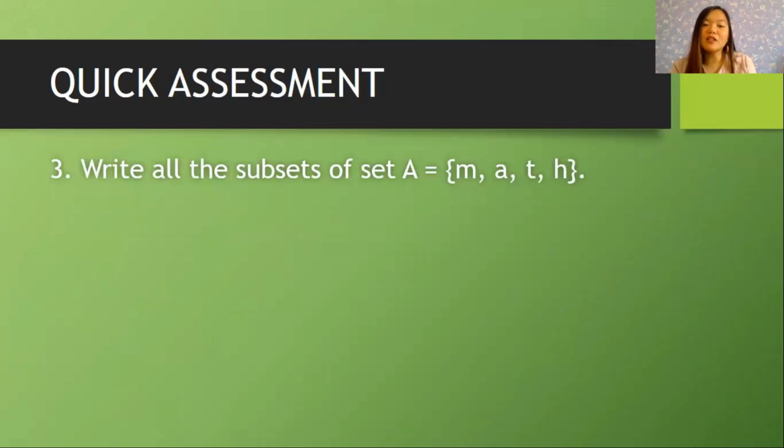Number 3, write all the subsets of set A. M, A, T, H. So there are 4 elements there. But if we are going to solve for that, 2 raised to 4. 2 times 2 times 2 times 2. So 2 times 2 is 4, times 2 is 8, times 2 is 16. So we have 16. We must list 16 subsets for the set A.